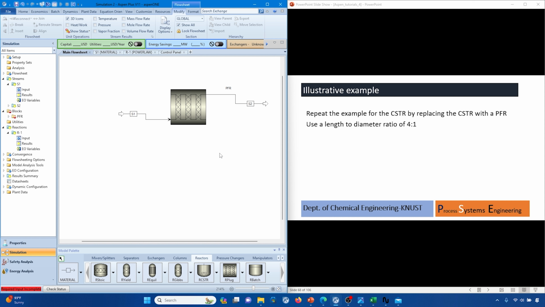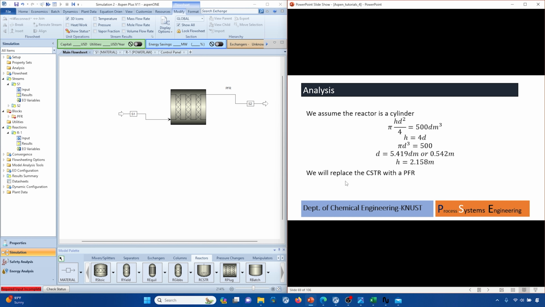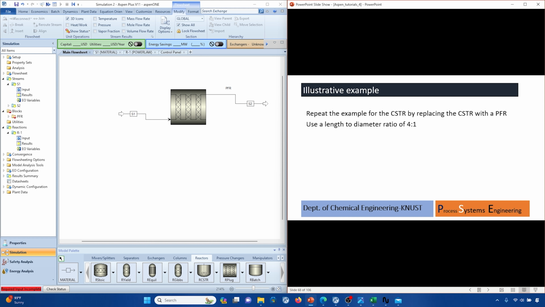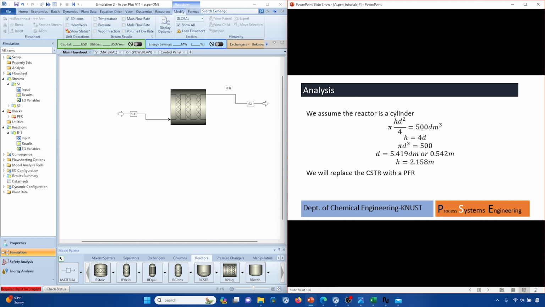Since it's the same streams as we used for the previous example, we do not have to do any stream specification. However, we have to convert the volume to the proportional dimensions. Since it's the same 500 liters as we used in the CSTR example, we have to find the dimensions of that reactor volume or reactor size. We have been provided with the length to diameter ratio, and based on that, we're able to estimate the length and the diameter for the reactor.